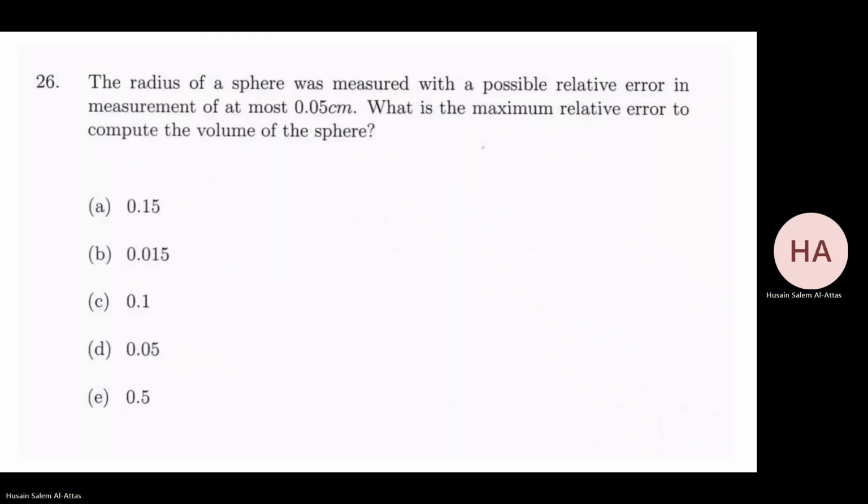Okay. The radius of the sphere was measured. Possible relative error. I have the relative error, so dr by r of the radius is 0.05. At most 0.05. You want the maximum. It's the same idea. I want to find dV by V. I don't know what r is.